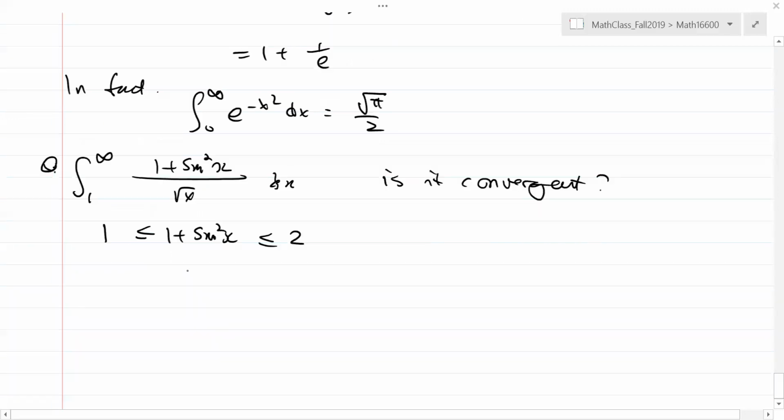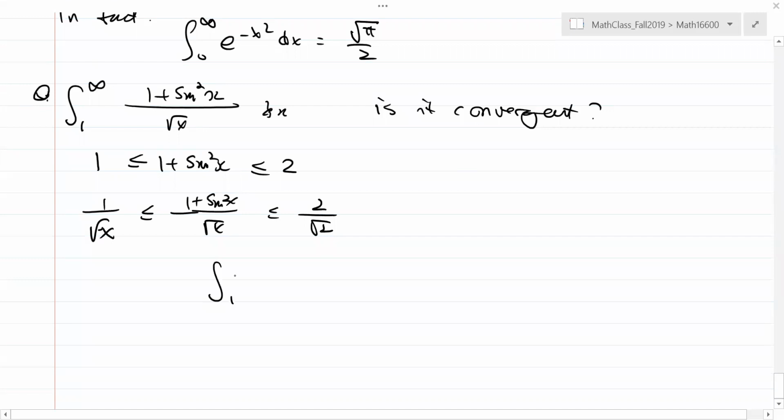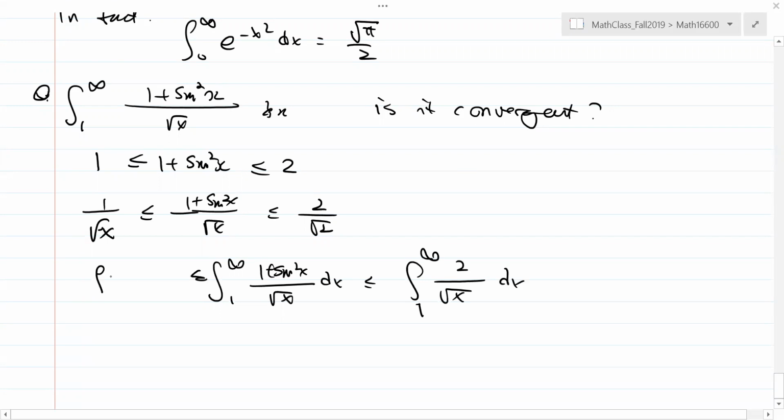So in other words, 1 over 1 plus sine squared x is between 2 over square root of x and 1 over square root of x, okay? So now the integral is less than or equal to twice this and greater than or equal to this. And it's easy to look at both sides, okay?